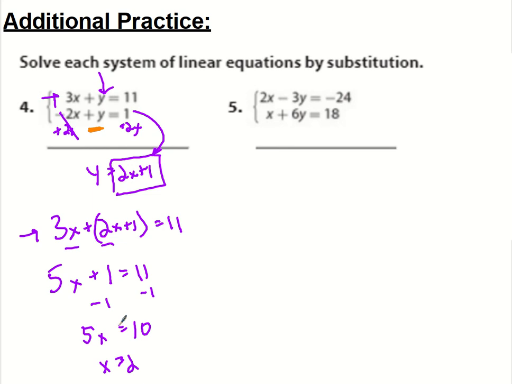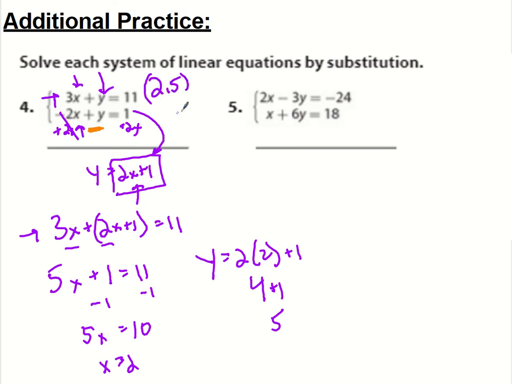So now that I got x equals 2, I have to plug that in to here, here, or here. And again, to me, this is the easiest one to plug it into, so that's what I'm going to substitute it in. So I have y equals 2 times 2 plus 1. I replace this x with the 2, because that's what it is. 4 plus 1 is 5. So I get the final solution of 2, 5.